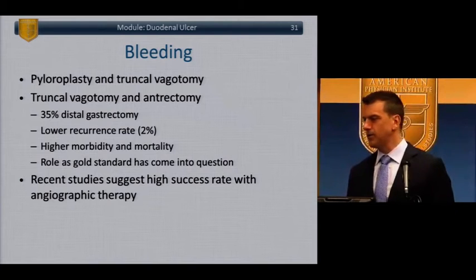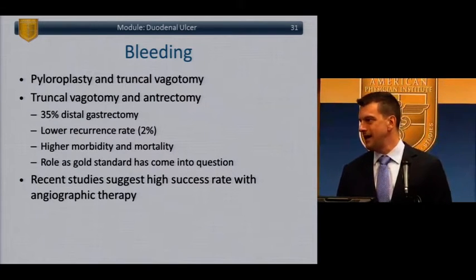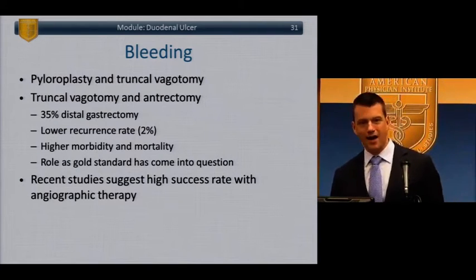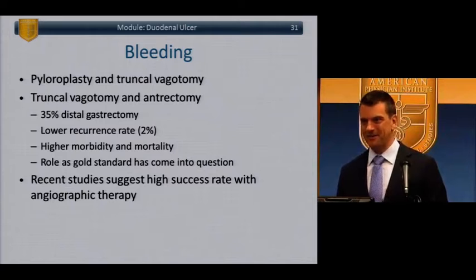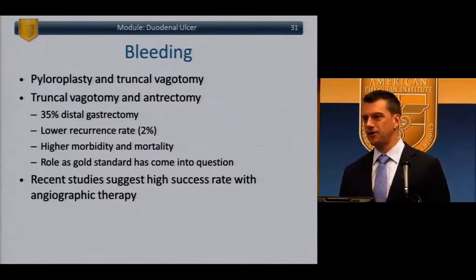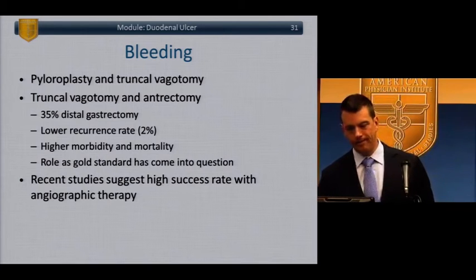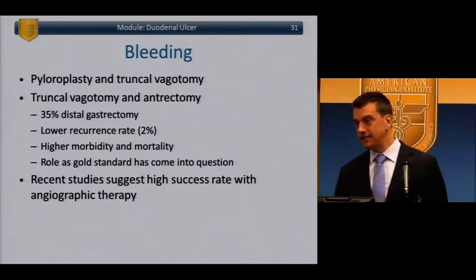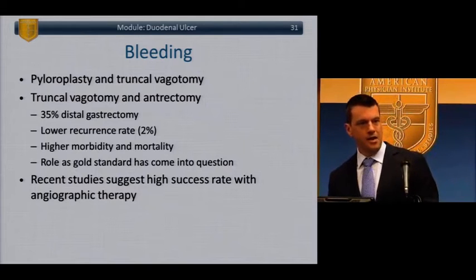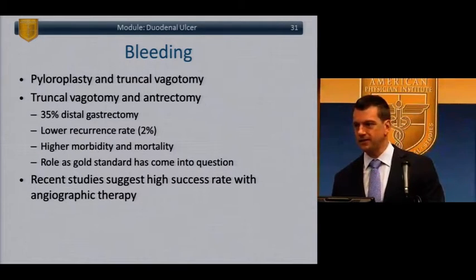And the role of it as a gold standard has come into question as, again, by the time you've gotten into the OR with someone with a bleeding DU, they've been transfused 6 units, they've been through a lot of failed endoscopy procedures, they're not quite ready to tolerate a large operation. Recent studies suggest angioembolization is actually beginning to work. These guys in IR are getting better and better at getting these vessels, especially the small ones.